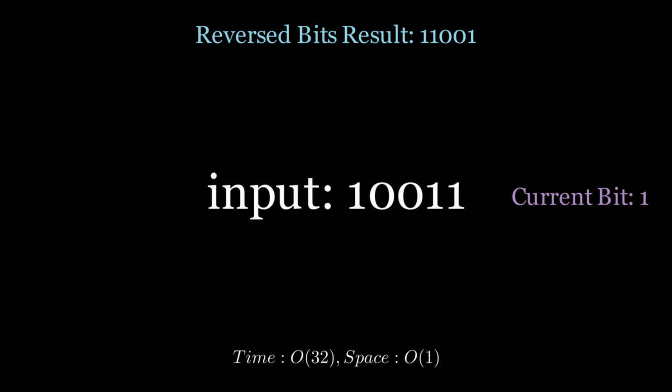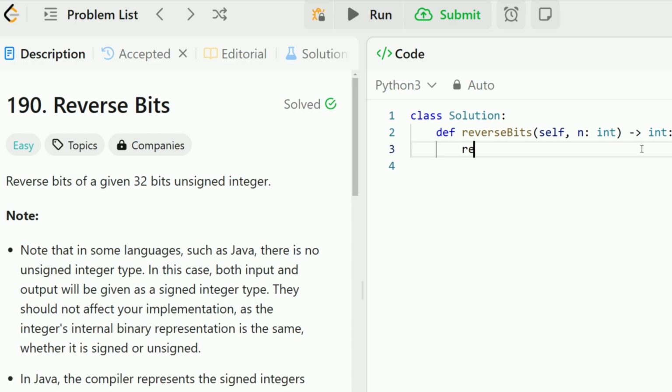Now for the time complexity, this is O of 32 because there are 32 bits in an integer. So at most we're going to do this 32 times and it's just constant space. Now you could call this constant time complexity, that's true. O of 32 is essentially O of 1. All right, so let's code out the solution.